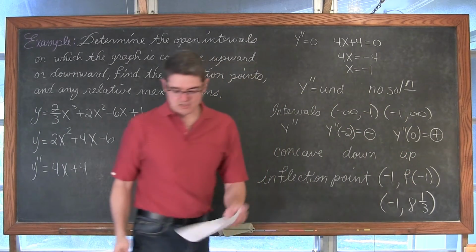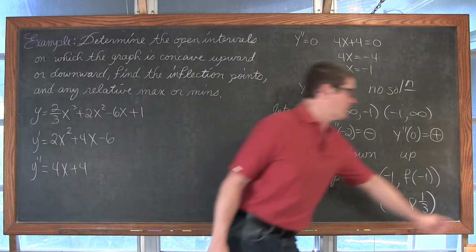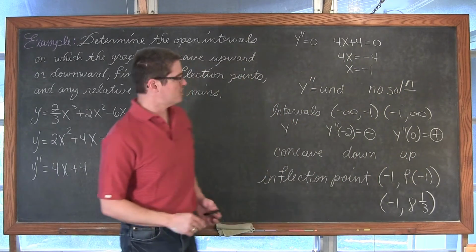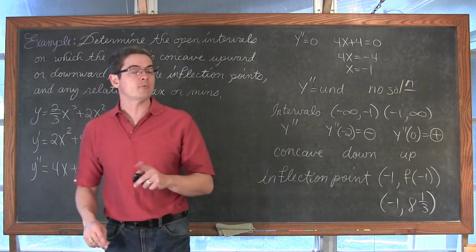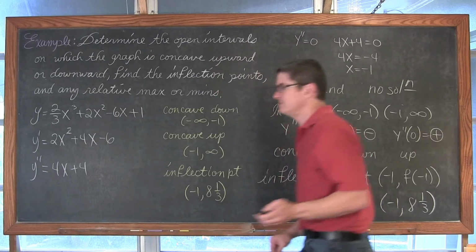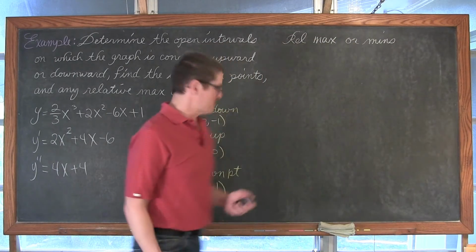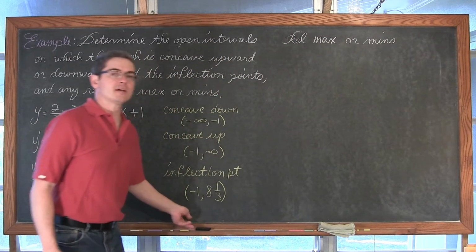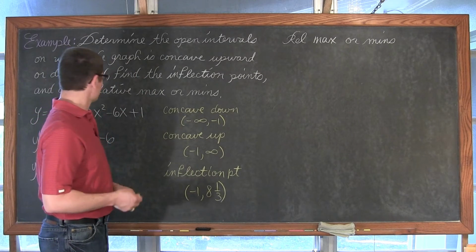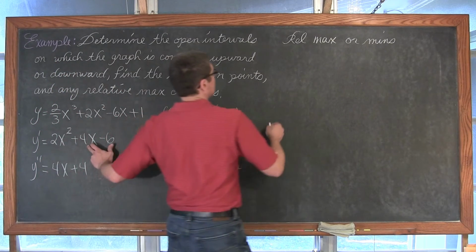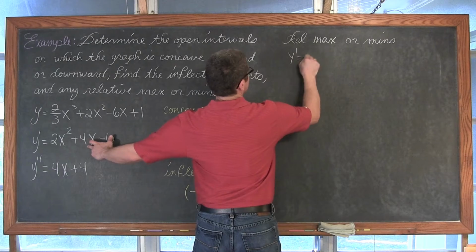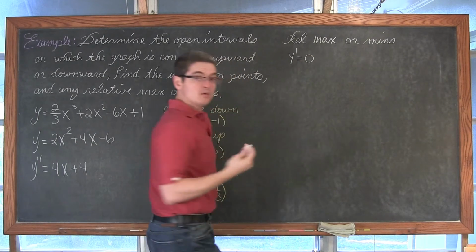And I'm out of space, so let me clean this up a little bit and I'll highlight or write down what information we found so far, where the function's concave up and down and that point of inflection, and continue this problem. Relative max or mins. Well, we've already studied the first derivative test and learned all about that first derivative, so we're going to take that first derivative, we're going to set it equal to 0, so find out where it's equal to 0.